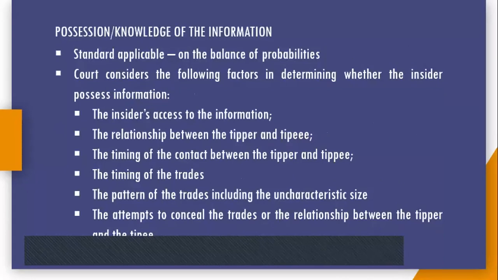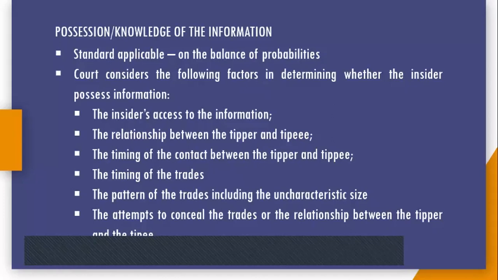Establish the insider, and establish knowledge, or possession of the information. So what is the standard of proof? The court will use the balance of probabilities. That means, between both sides' stories, which one is more probable? Both sides will have their defense and proof, so the court considers whose version is more probable in deciding whether this insider does possess the knowledge.